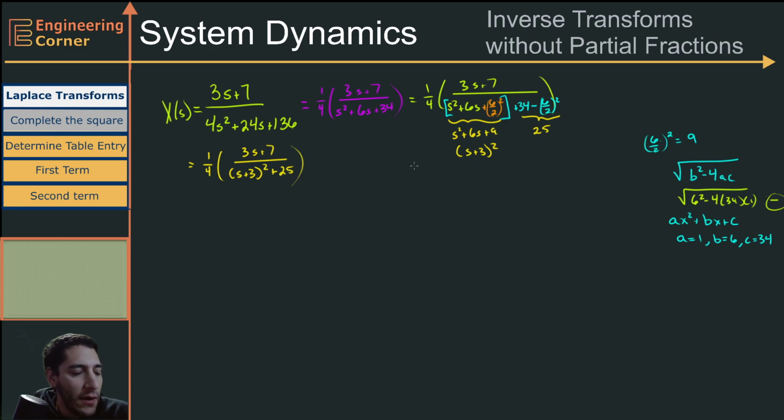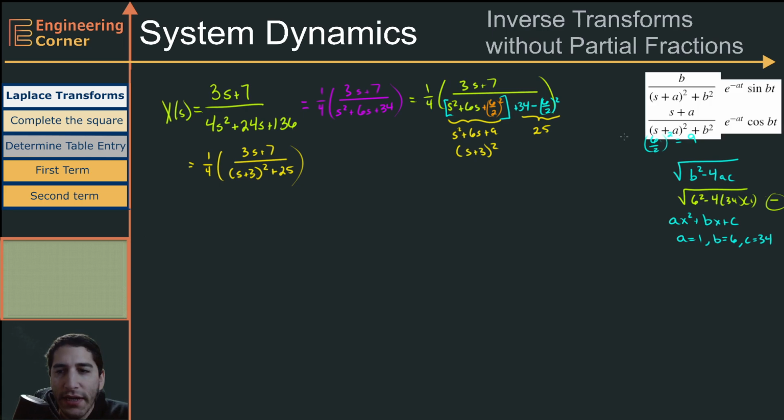25. Now let's look at the tables, and I've done this, and I've picked out two entries that look like they will be useful. They have this s plus a squared term, and they have a b squared term. Well, we can easily make this a squared term. 25 is just equal to 5 squared. So now our denominators are of this form. We need to do something with this numerator right here.